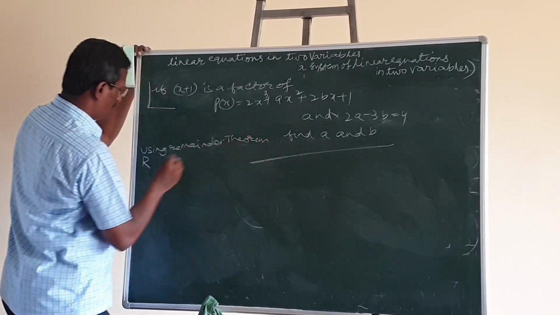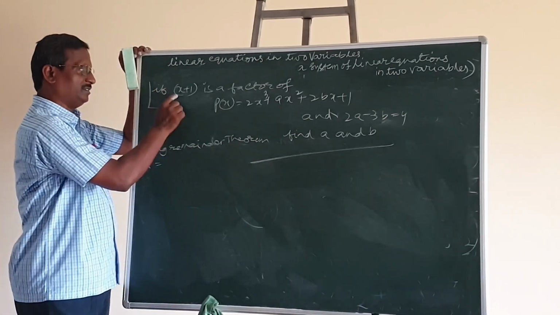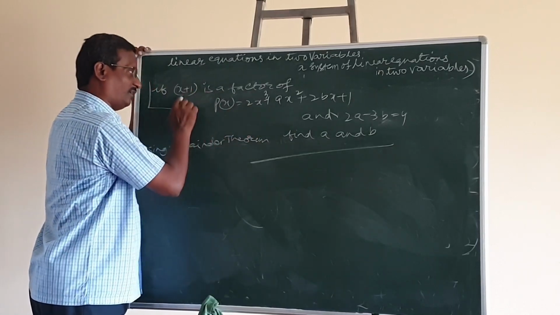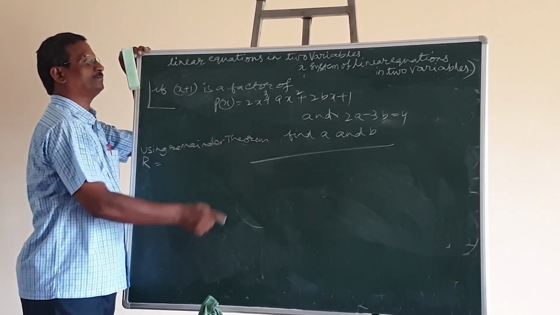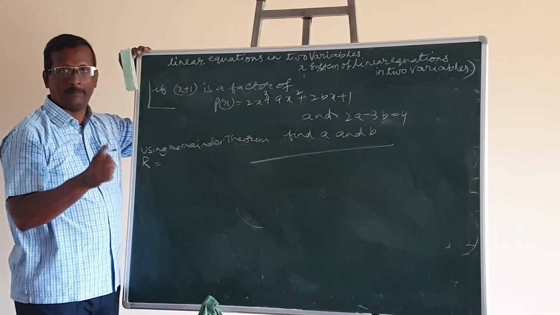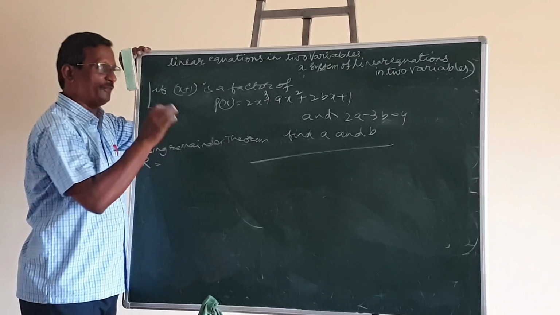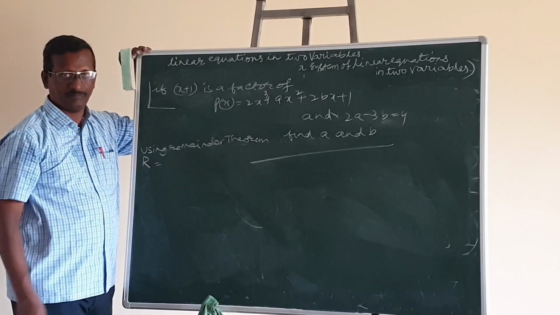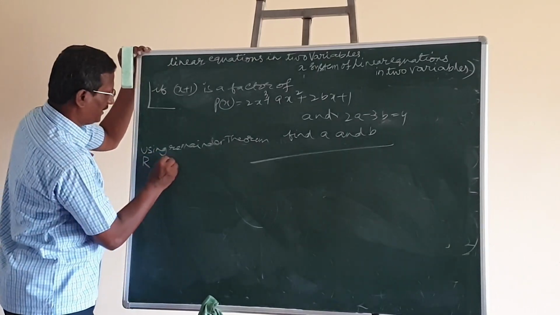Using the remainder theorem, the remainder must compulsorily be 0, because it is already given that this is a divisor, which means it is a factor of the polynomial. Suppose x plus 1 is a factor of the polynomial. When we divide the polynomial by its factor, the remainder will compulsorily be 0. So we will find the remainder and equate it with 0, so that we get one condition between a and b.